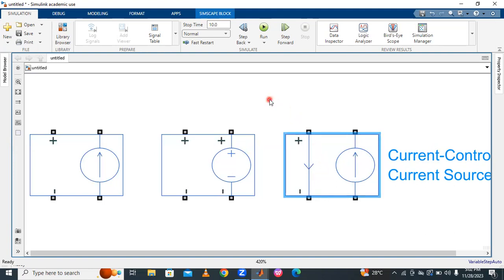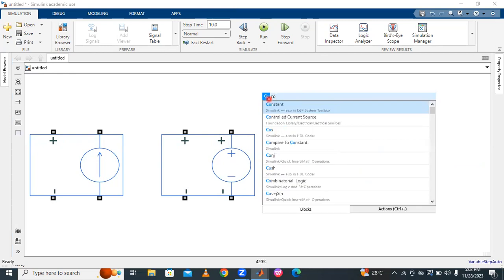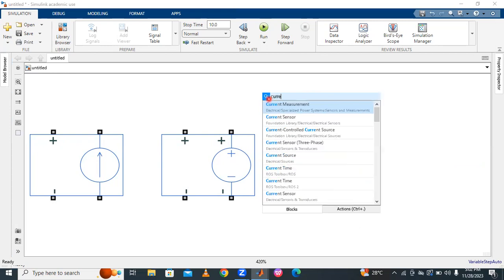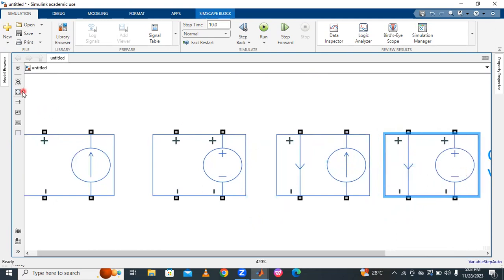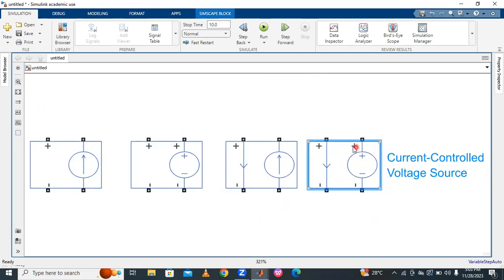Next, the current controlled voltage source. Right here, current controlled voltage source. It is depending on current, but the circle represents a voltage source. Like this, four different types of dependent sources are present in this electrical network.